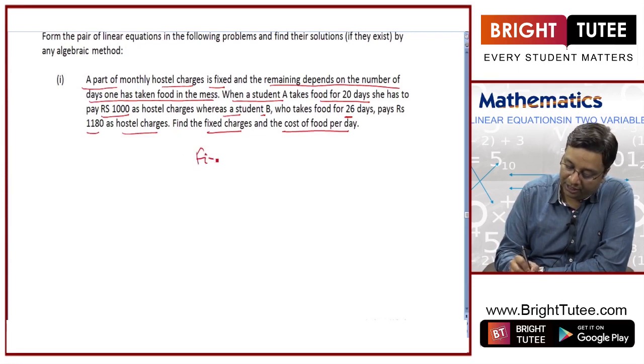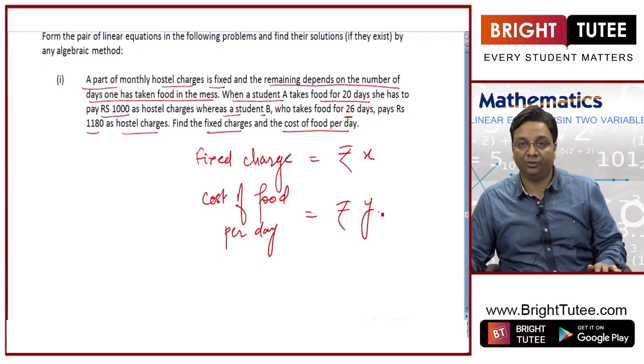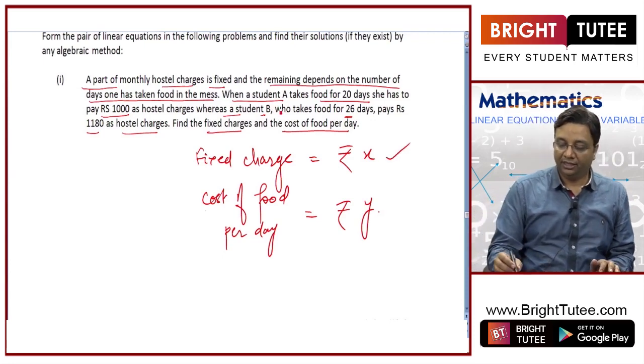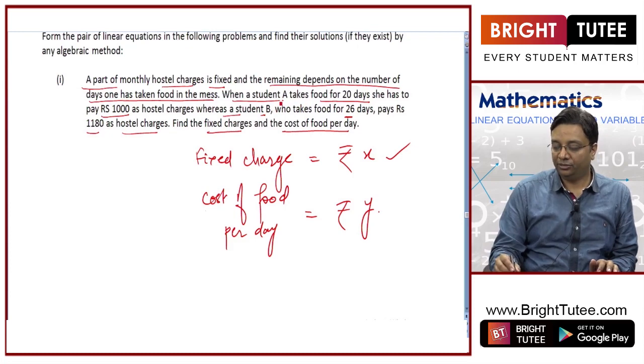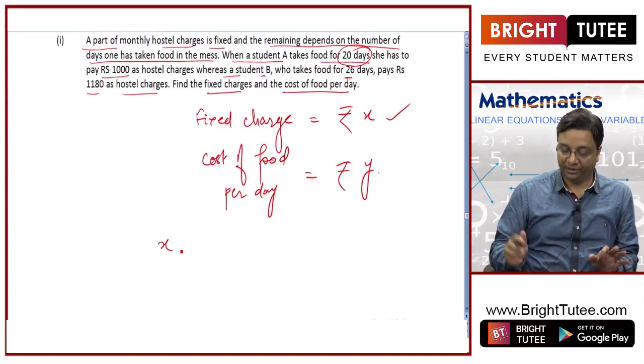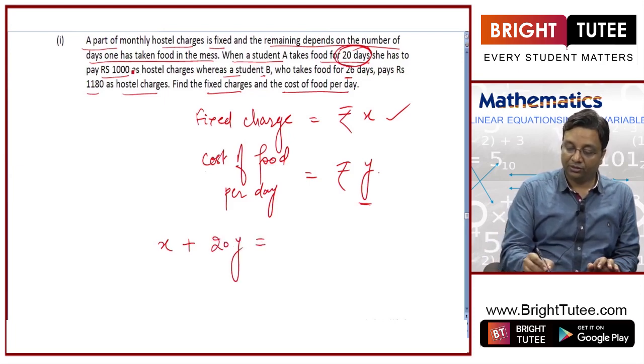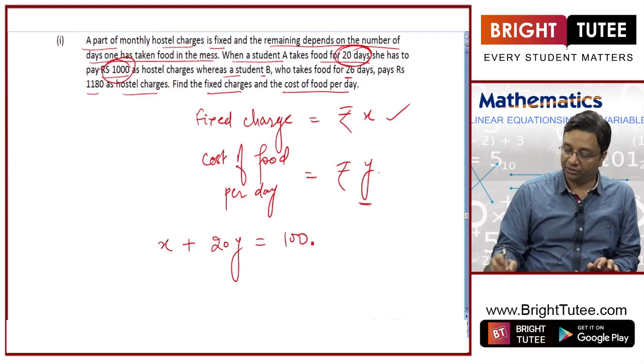Assuming fixed charge is rupees X and cost of food per day is rupees Y. Okay, for one day rupees Y and fixed charge is rupees X. So the first information is that student A takes food for 20 days. So the fixed charge you have to pay, right, in any case, and then you have 20 days of food, so 20 into Y. So you will have to pay 1000 rupees, so it is equal to 1000.